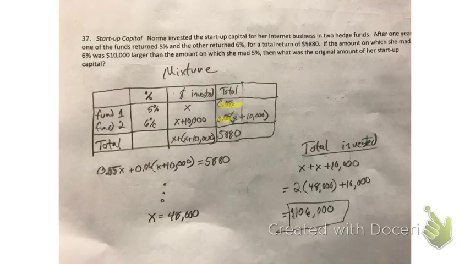Yes? How did you get from that equation to 48,000? Just by solving it, I guess. So you just have 0.05x plus 0.06x plus 600. Yeah, I almost said 60. Would have been way off. 600 equals 580. Then we have 0.11x.